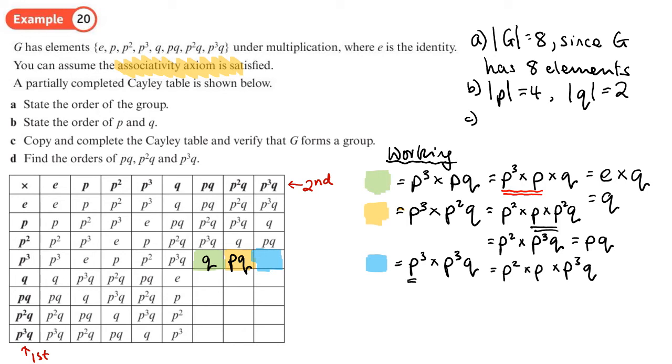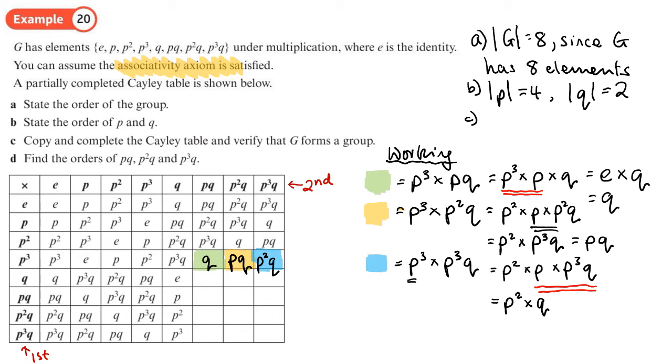So what we'll have now is p squared times p cubed q. Now I can work out this from the table, p times p cubed q just becomes q. So that bit I've underlined in red just becomes q. So I've got p squared times q, and again from the table, p squared times q is just p squared q. So that will go in this cell here, p squared q.